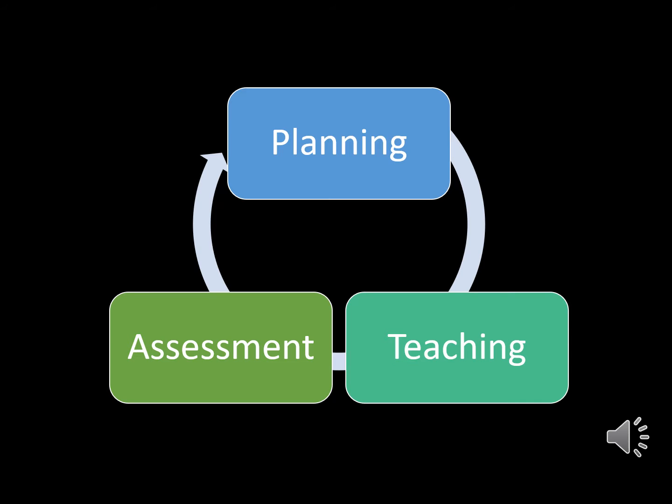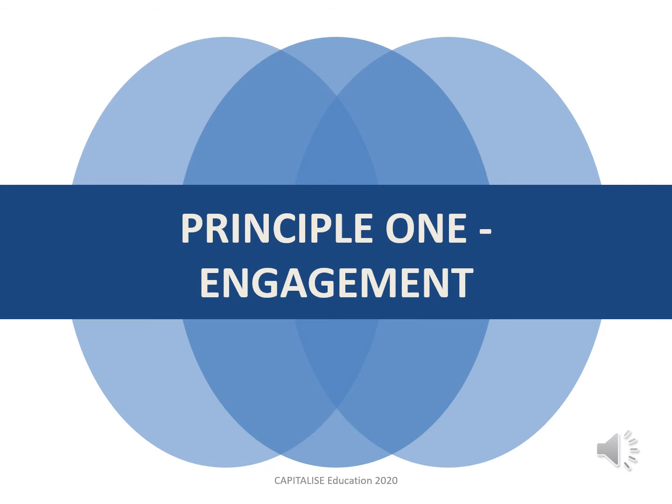Rather than being a pedagogical approach, Universal Design for Learning is a pedagogical framework or a way of looking at the planning, teaching, and assessment cycle to look at how barriers can be broken down for all students within a classroom. The Universal Design for Learning framework consists of 3 principles. Principle 1 relates to the concept of engagement.